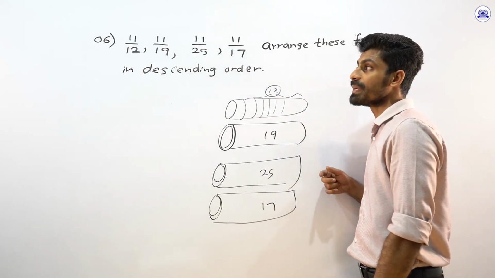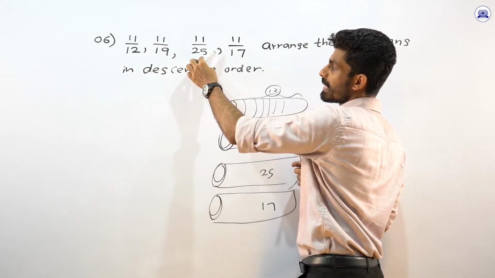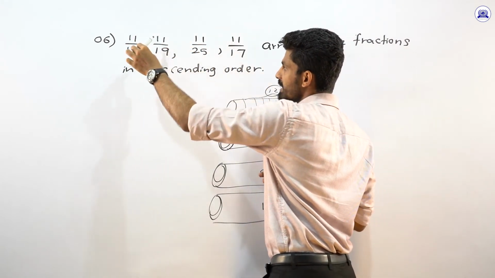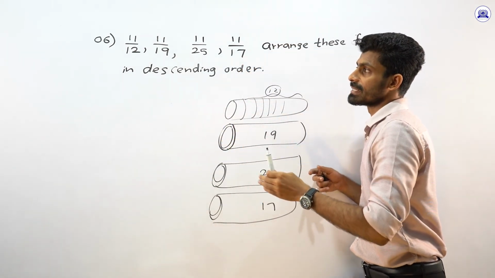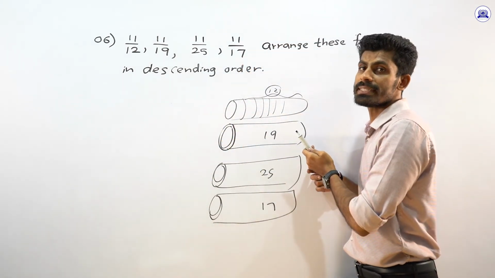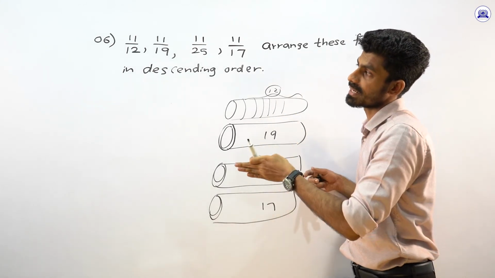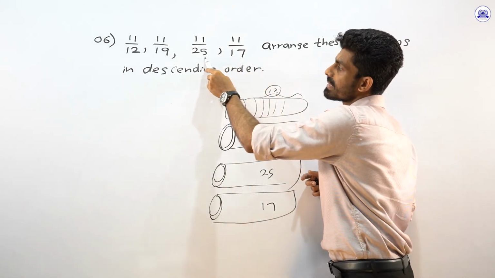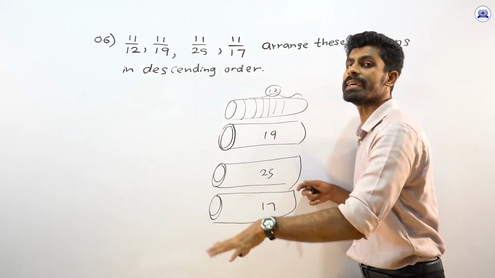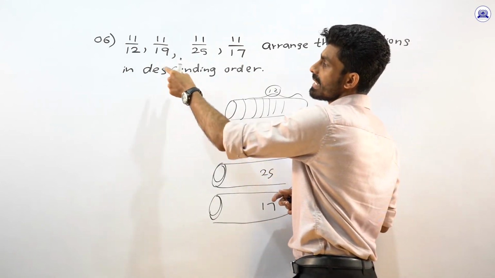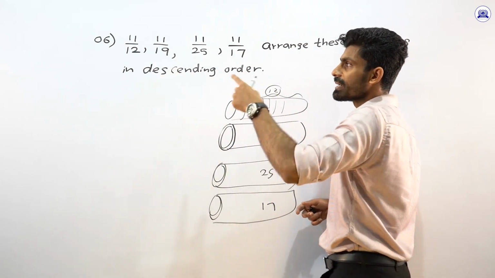That means same numerator, but look at the denominator. If I have the same numerator and different denominators, the highest denominator means the lowest fraction. So if you increase the denominator, the value of the fraction will decrease. That means descending order. Which one is the largest? Which one is the highest portion?